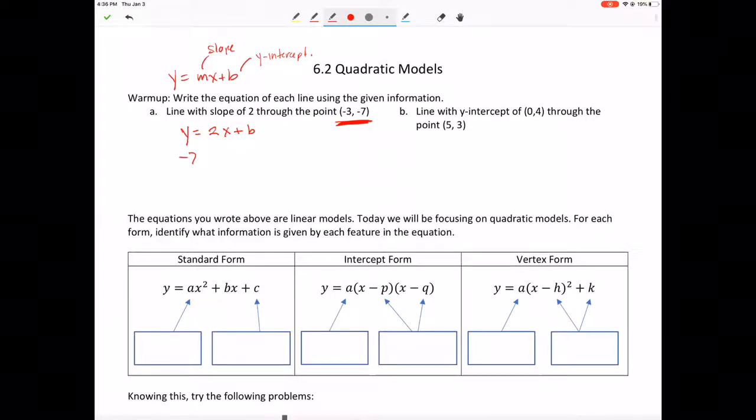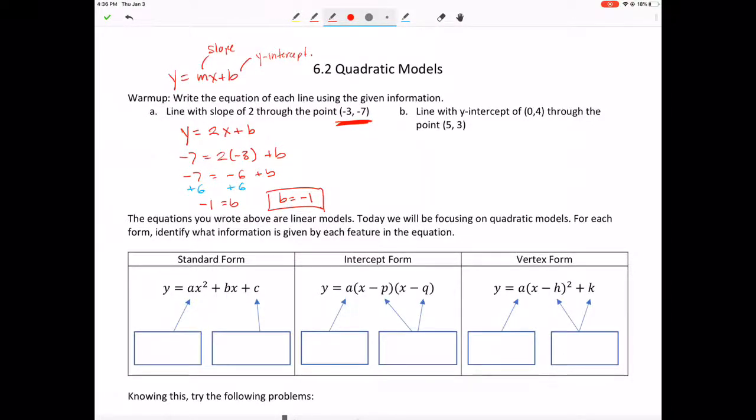So we get -7, our y, equals 2 times x, our x is -3, plus b. Now the only thing we have left is b, and we can solve for b. Simplify a little bit: -7 equals -6 plus b, and then we add 6 to both sides. That gives us -1 equals b, or oftentimes we'll write it as b equals -1.